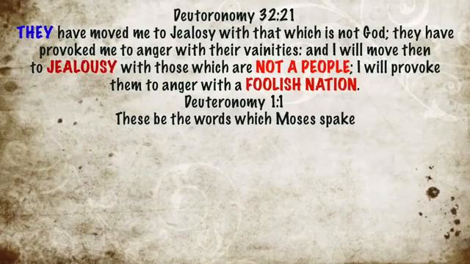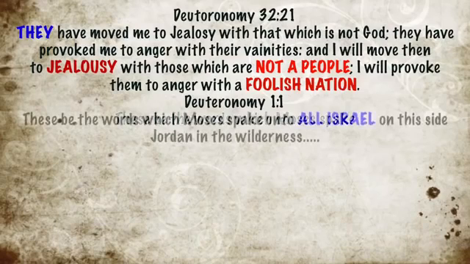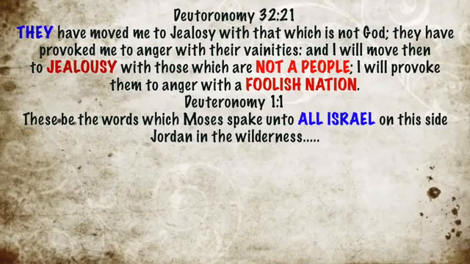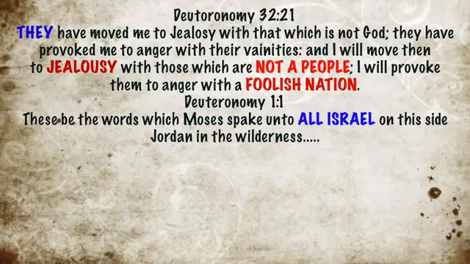Deuteronomy 1 verse 1. These be the words which Moses spake unto all Israel on this side Jordan in the wilderness. So the Most High was speaking to all 12 tribes of Israel through Moses when he brought out the prophecy that he would provoke the 12 tribes of Israel to jealousy with a foolish nation and those that are not a people. So that's what it's referring to. The Gentiles provoking the nation of Israel to jealousy.